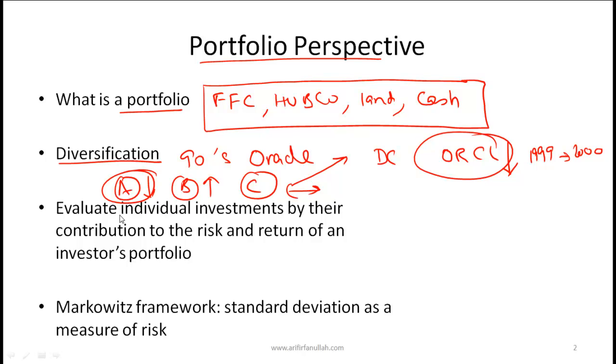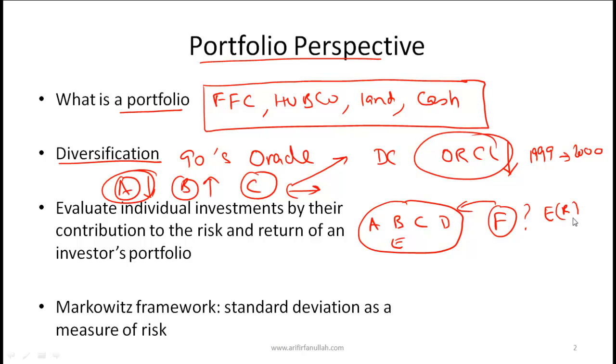Another important point from a portfolio perspective is that we must evaluate individual investments by their contribution to the risk and return of an investor's portfolio. So the point being this, let's say an investor's portfolio has five assets, A, B, C, D, and E, and we are evaluating whether or not to add a sixth investment called F to this portfolio. Now, one way of evaluating F is to look at the expected return of F and the riskiness of F measured in terms of its variability.